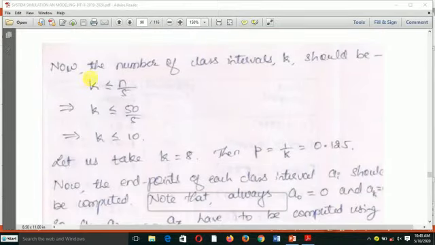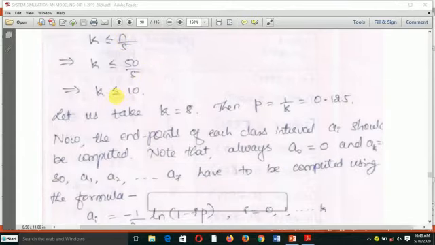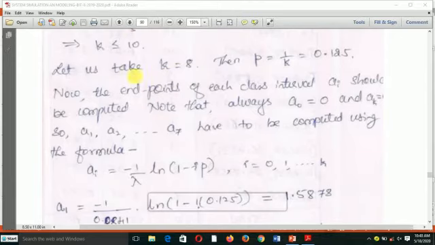So now we can calculate the number of class intervals k. The number of class intervals must be less than or equal to n divided by 5 by formula. So k is less than or equal to 50 divided by 5, so k must be less than or equal to 10. So we take k equal to 8, which means p will be equal to 1 out of 8, so p will be equal to 0.125.